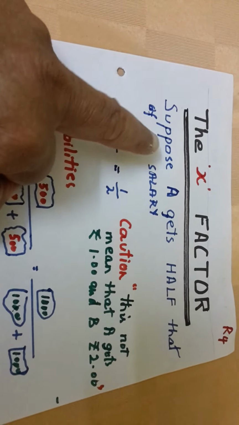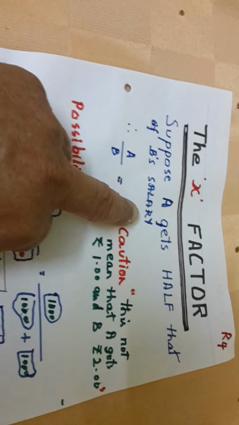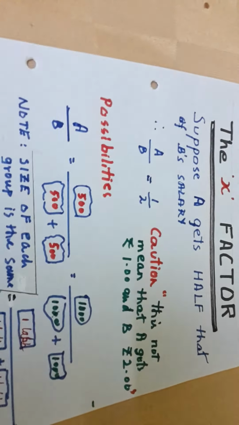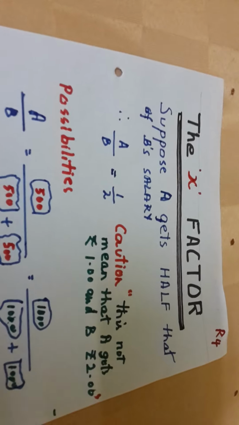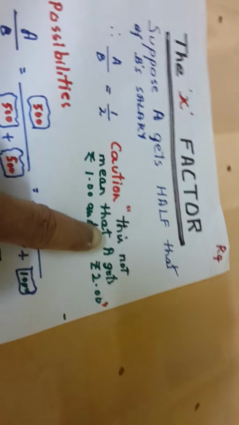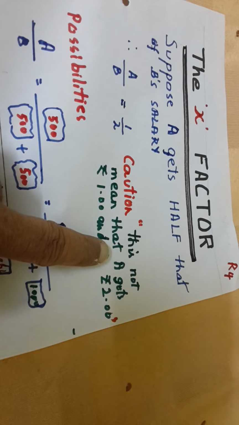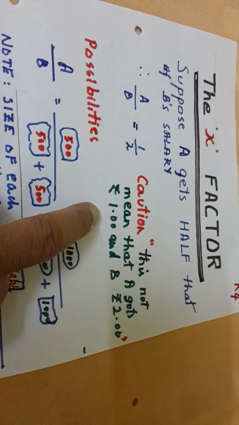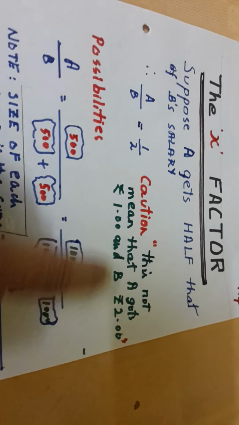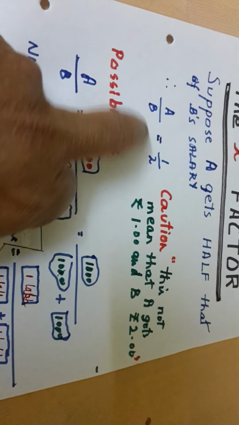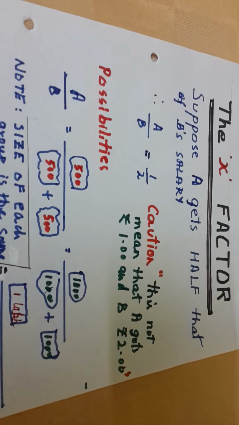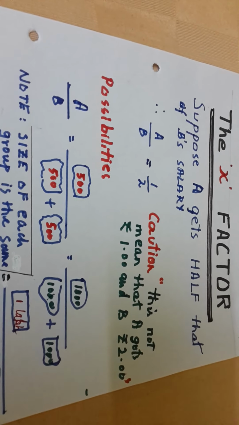We start with this. Suppose A gets half of B's salary. That means if A gets 20,000, B gets 40,000, like that, okay? So A by B is 1:2. Caution. Don't forget that. I left out a word: this does not mean that A gets 1 rupee and B gets 2 rupees. No, it doesn't mean that A is equal to 1, B is equal to 2. It may or may not, but you cannot blindly state that A is equal to 1. That would be a very stupid answer, okay?